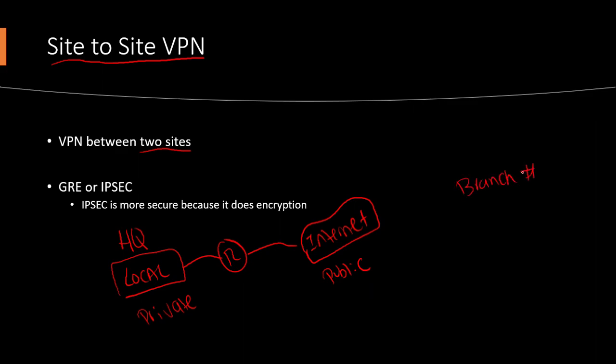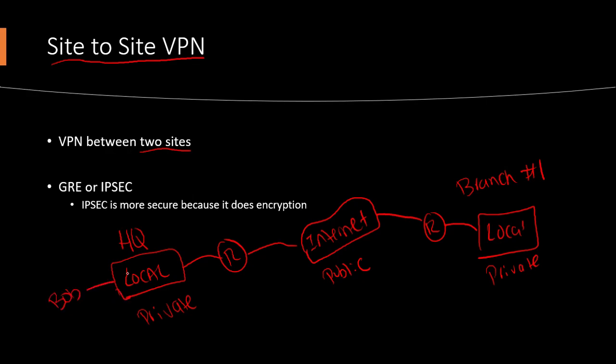Now you also have a branch office. Let's just say this is branch number 1. It has a local network, which we know is private. They have a router that's connected to the local network as well as connected to the internet. Now we can have Bob plugged into the local network, and we can have John plugged into the branch network. If they want to be able to send data between each other, it can't get sent over the internet, because we cannot send data with private addressing over the internet.